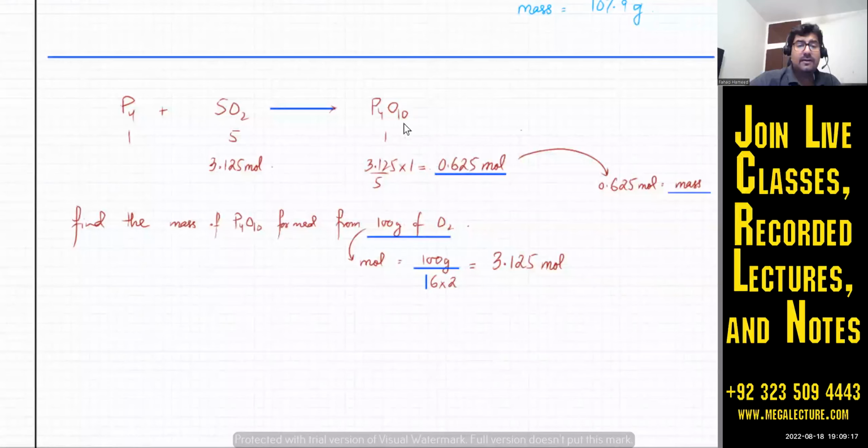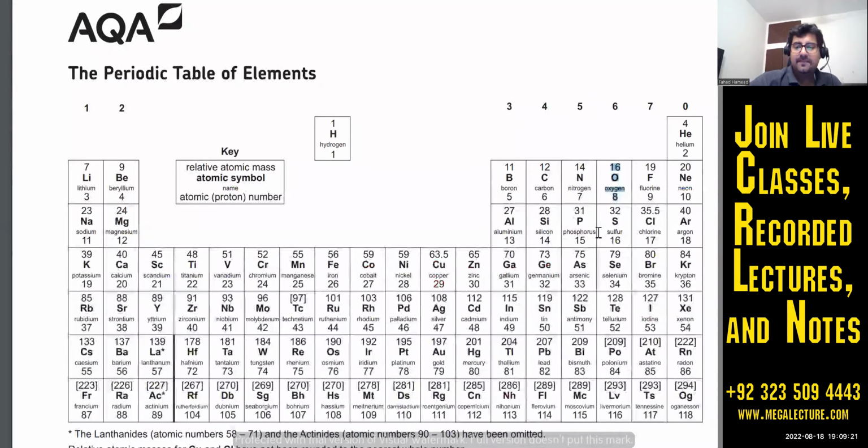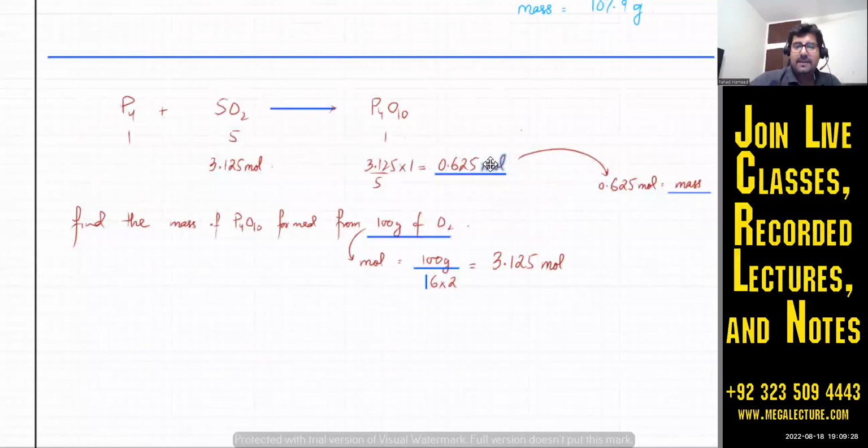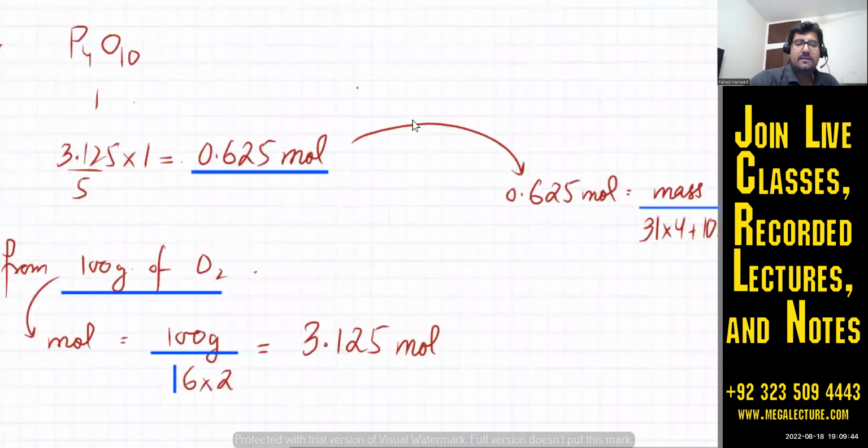It's P4O10, right? So what is the Mr of this thing? P is 31, O is 16, right? So it's going to be 31 times 4 and 16 times 10. That's a big Mr, right? It's a big molecule. So 31 times 4 plus 10 oxygen, so that's 10 times 16.